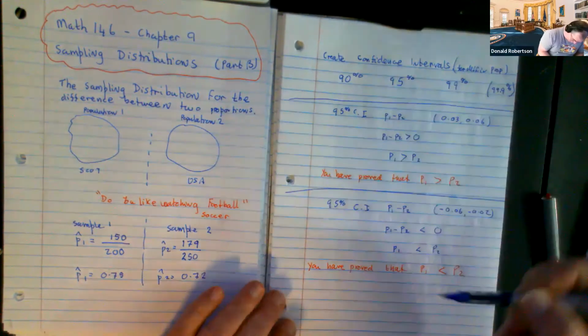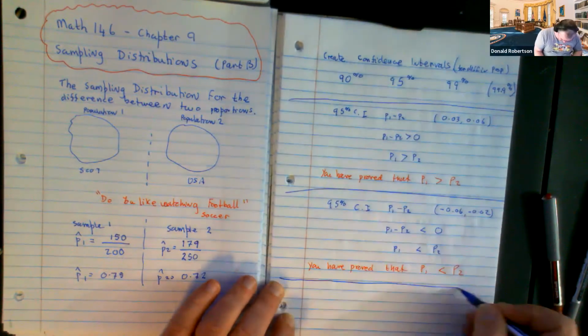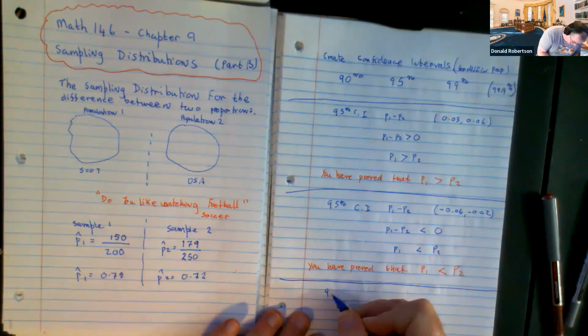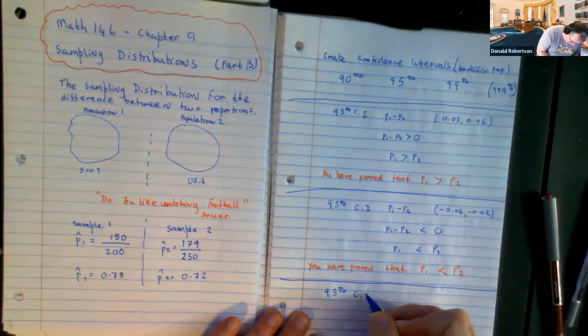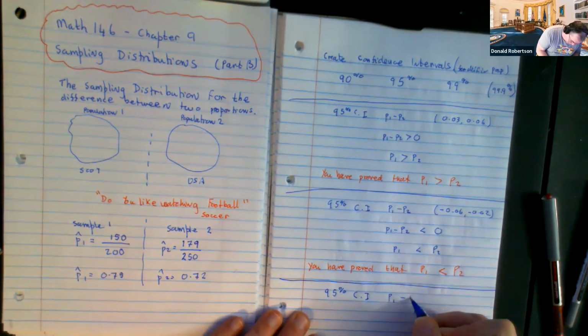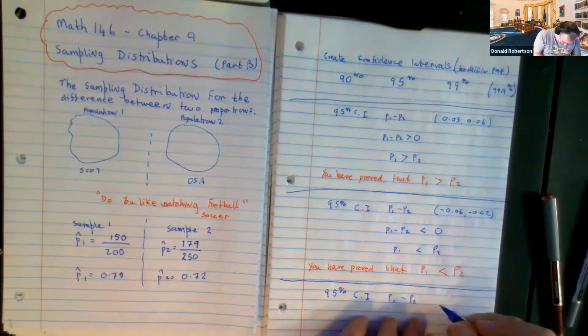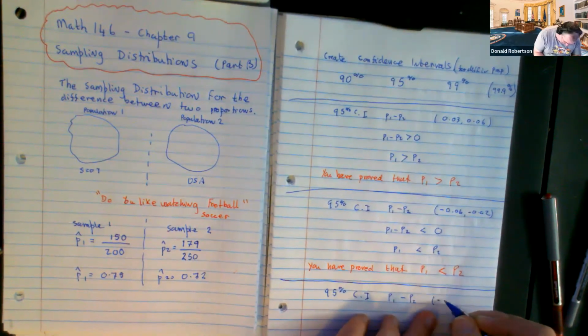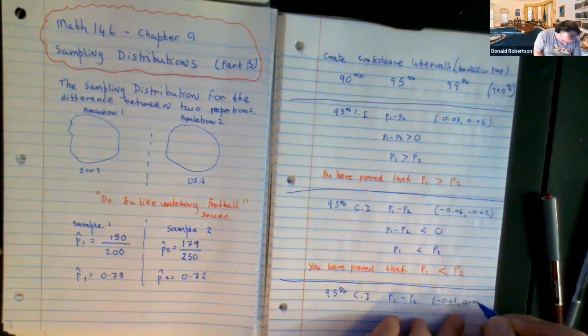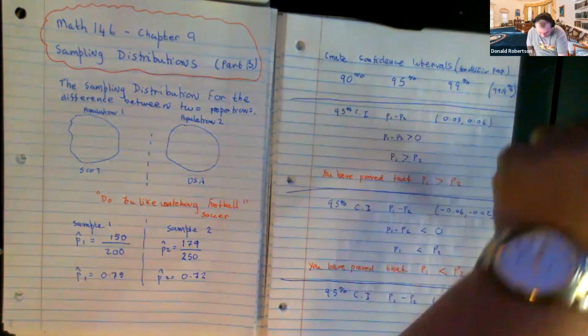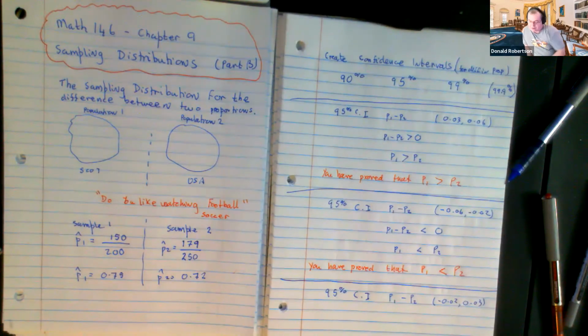There is, of course, a third possibility which we don't like, but unfortunately it happens quite a lot. You find a 95% confidence interval for the first percentage, take away the second. And the answer you get is an interval that looks something like this, negative 0.02 to 0.03. You see that? The interval has negative numbers in it, but it also has positive numbers in it. Agreed?